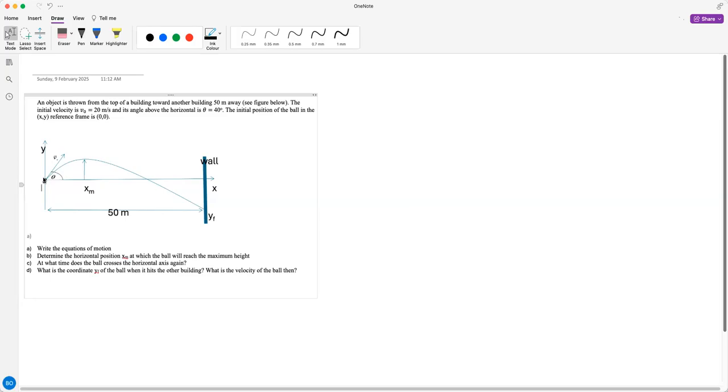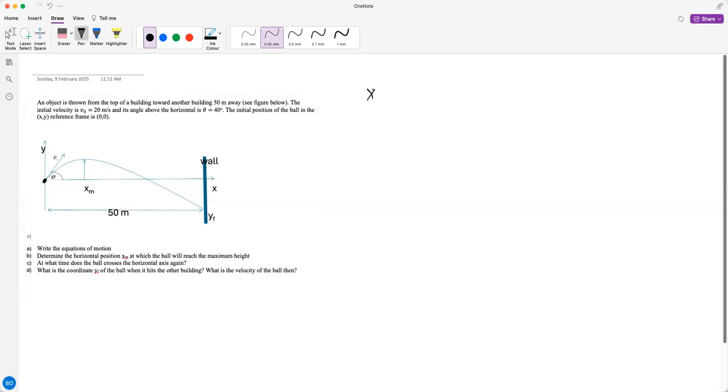The first question is: write the equation of motion. Now, this is a projectile motion. It's a straightforward problem. We know that in projectile motion, once the object is released with this initial velocity, it is subject only to a gravitational force, which is a vertical force. If we separate the motion along the x and y axes, we know that the acceleration along x is equal to 0 because there is no force acting on the object in the horizontal direction.